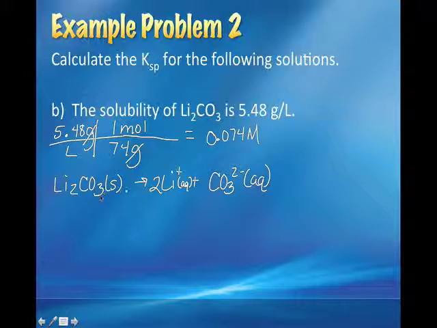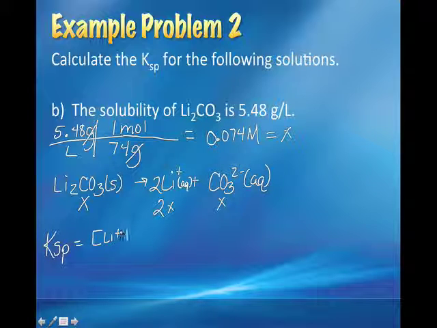So if we are thinking again, if this has a concentration of X, this is going to be then 2X, because for every one of these that breaks down, 2 of these form and 1 of these form. So I have 2X and X. This again is my X value. That's what I'm going to plug in here. So when I write my Ksp expression, I have the concentration of lithium ions, and I need to square it times the concentration of the carbonate ion, and it's just regular.